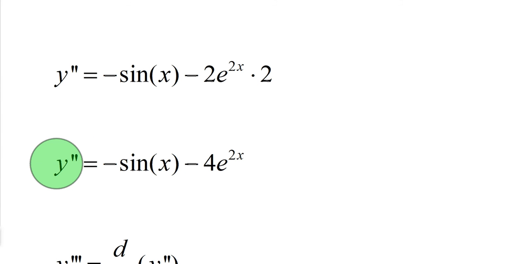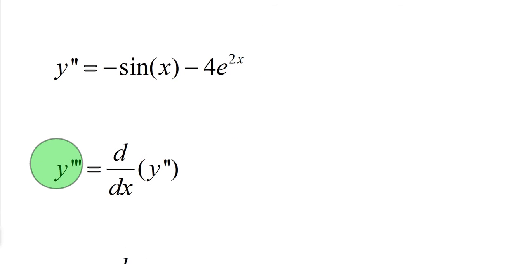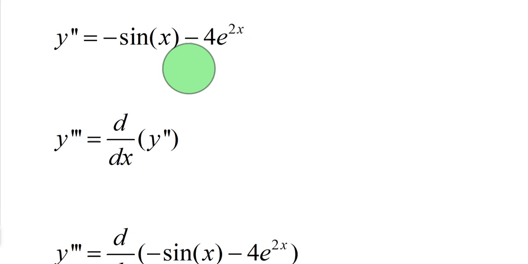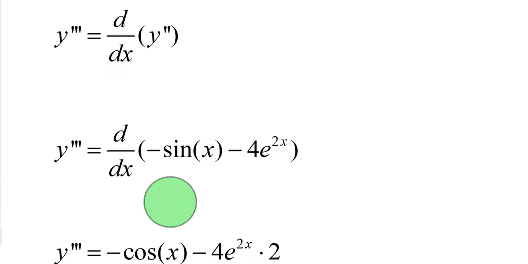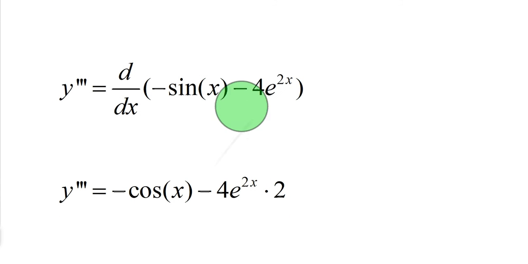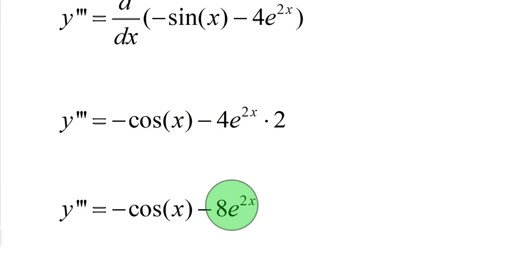The problem is asking us to find the third derivative, then plug in 0. Let's take the derivative of the second derivative. Well, what's the derivative of negative sine? It's going to be negative cosine, and the derivative of minus 4e to the 2x is minus 4e to the 2x times the derivative of the exponent, which is times 2. So this will become minus 8e to the 2x, and then we still have a negative cosine of x that drops down. So this is our third derivative.